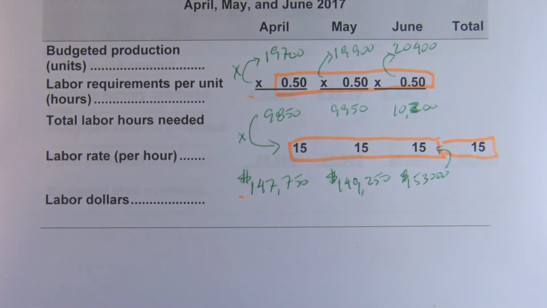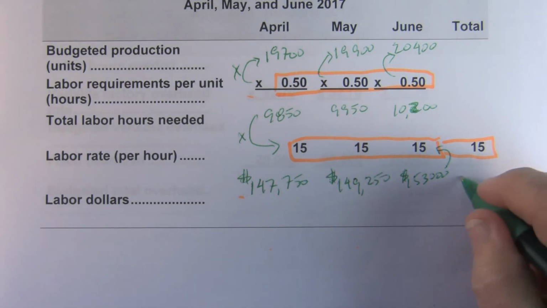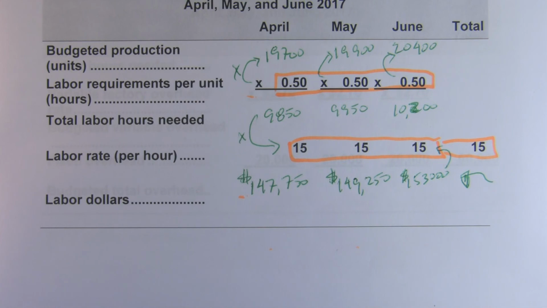So again, these are the numbers that we're going to have to give to, I think we said her name was Mary in accounting. She's going to care about those numbers. She has to make sure we have the cash on hand to pay those laborers.